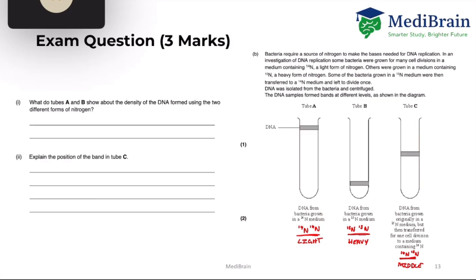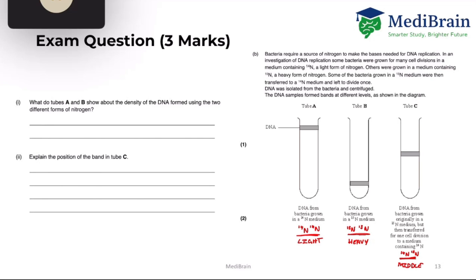So what do tubes A and B show about the density of the DNA formed using the two different forms of nitrogen? How would you answer this question? It says you have to compare the density of DNA formed using the two different forms of nitrogen. We can say that 15N has a greater density because the 15N causes it to sink to the bottom compared to the 14N, which allows it to float at the top.